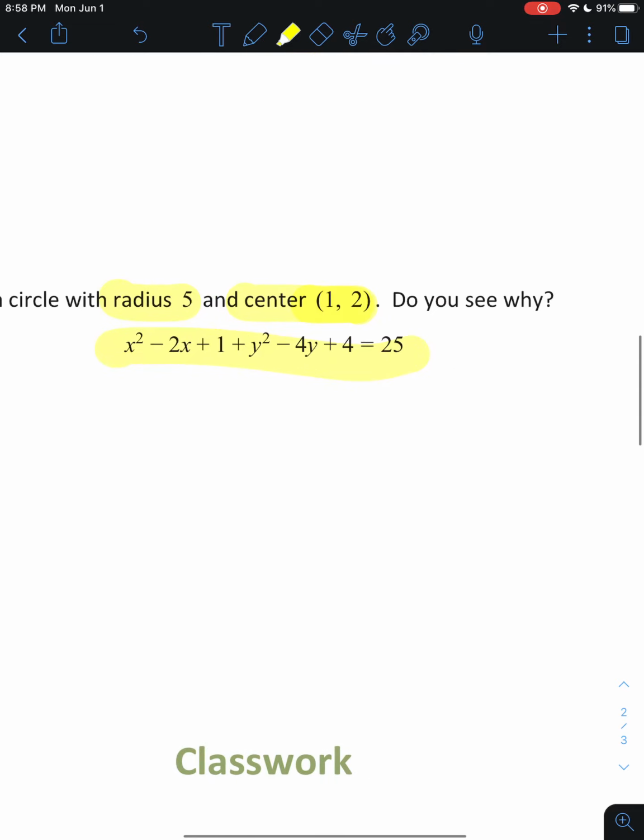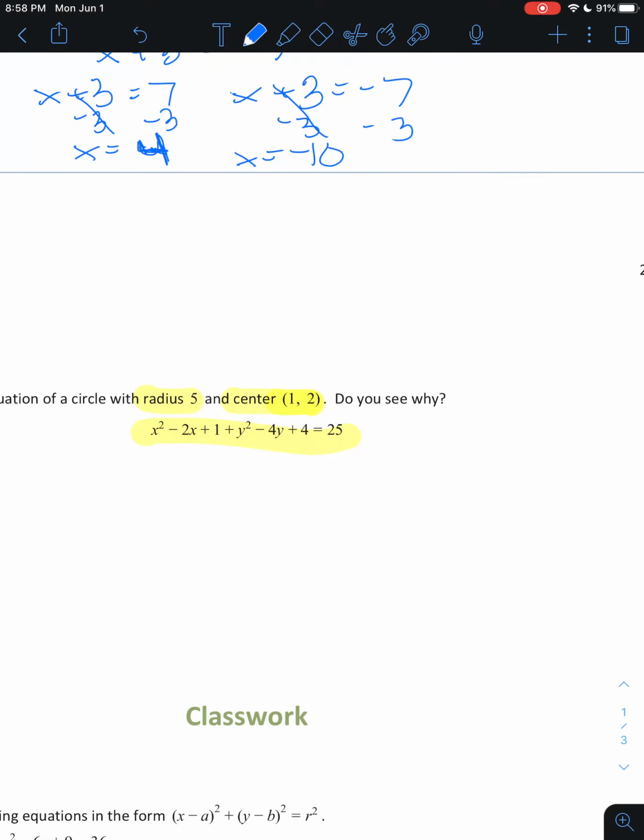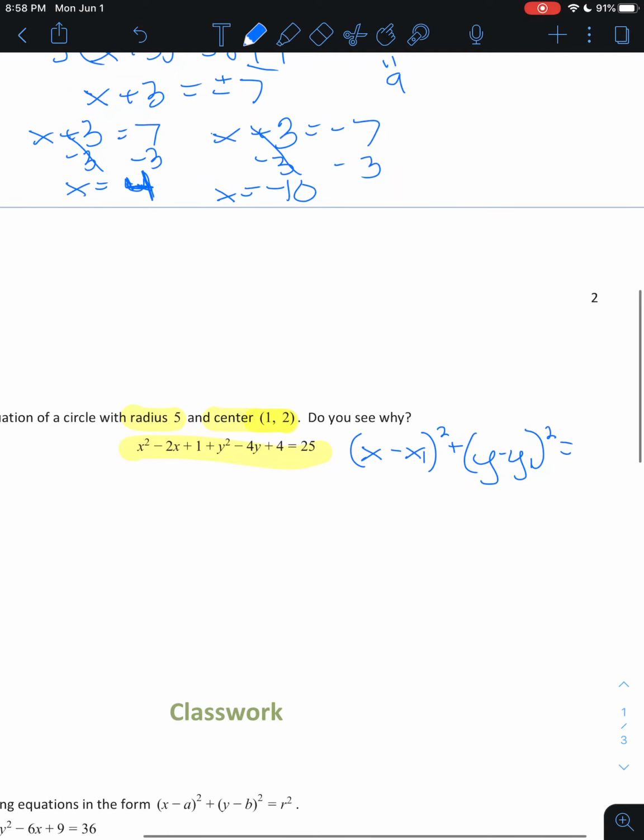Now, this looks nothing like the equation for a circle. Remember, the equation for a circle is x minus x1 squared plus y minus y1 squared equals r squared. This looks nothing like that, because we have this 2x plus 1 over there, and this minus 4y plus 4. So I'm going to show you a method for turning this equation into that one.